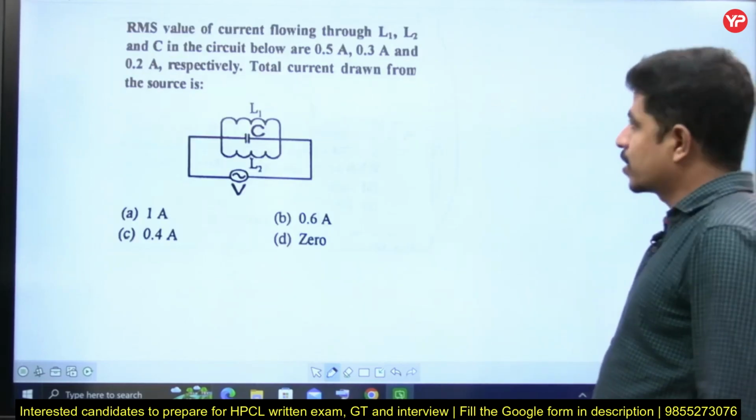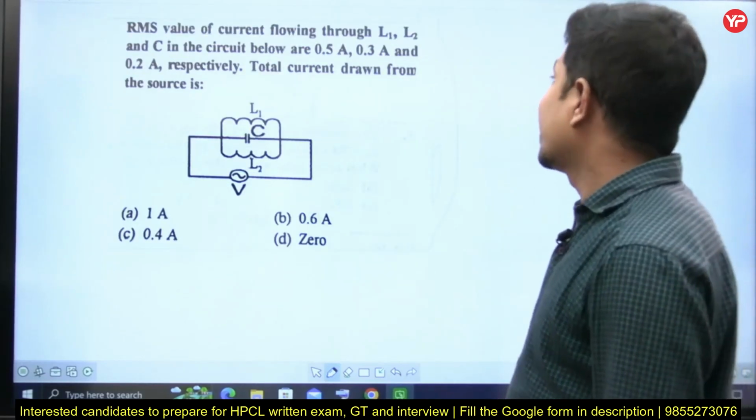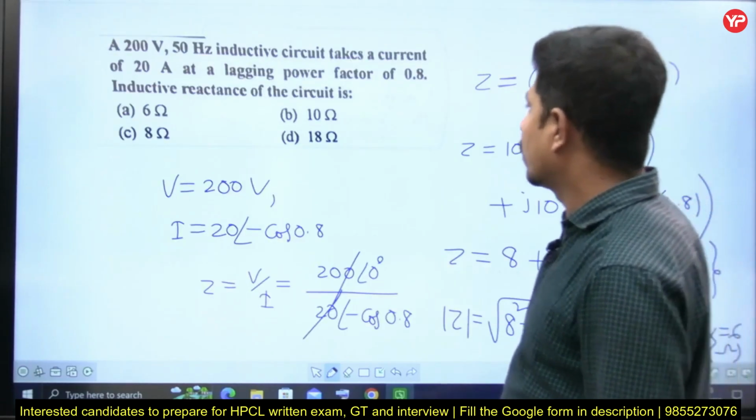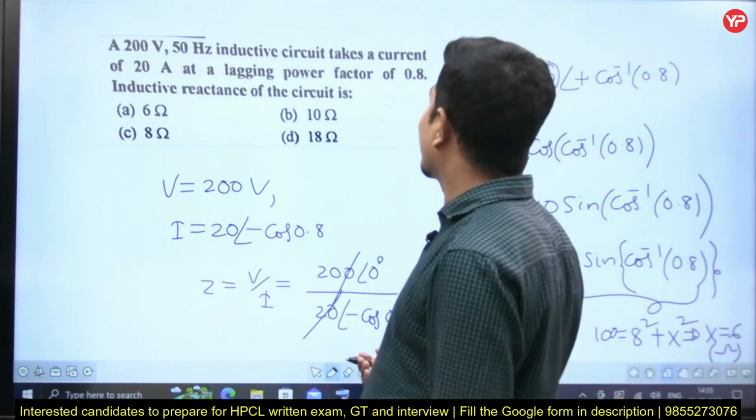Let's go to the next question. The RMS value of, what is the option for the previous question? The option for the previous question, inductive reactance is asking, right?